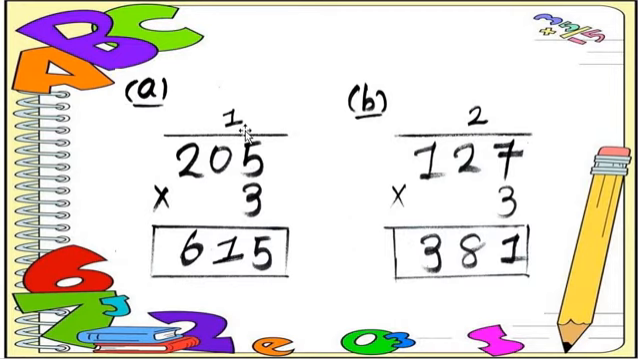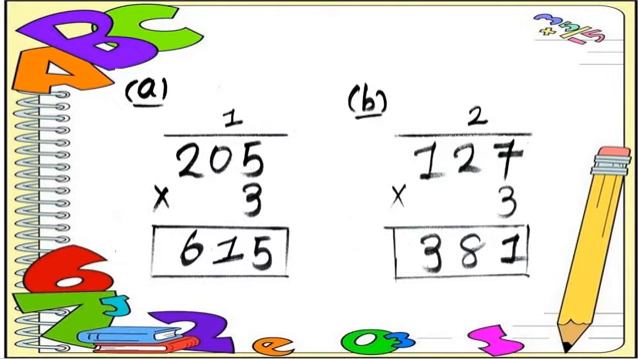Okay. Now again, 3 5s are how many? 3 multiplied by 5 is equal to 15. So 5 here and 1 as a form of carry. Then 3 zeros are 0 plus 1 means 1, we got 1 here. Then 3 2s are 6. So the answer is what? 615. Got my point, all students?